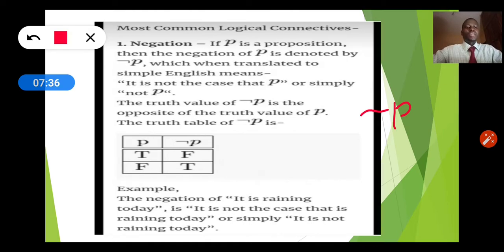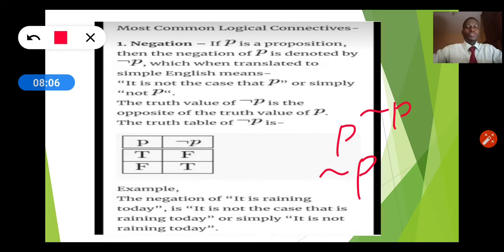Good. For example, P could mean Yomi is a boy. If that is statement P, then if I put this symbol and add P to it, it means Yomi is not a boy. So once you see this symbol beside a letter, it means we are negating the statement, or it is a negative proposition. Good. That's what that is all about.